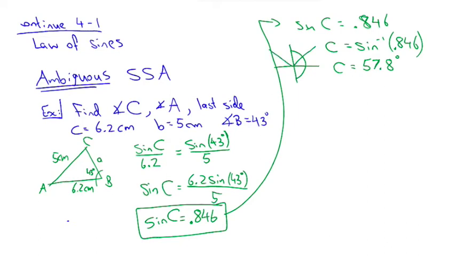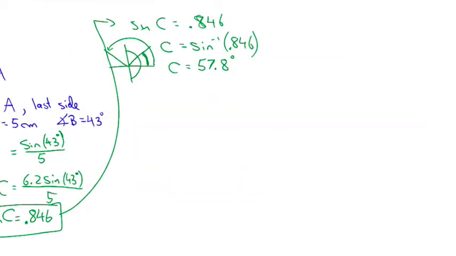So this could be an acute angle, from here to here, or it could be an obtuse angle, here to here. So this is the danger of law of sines. There's two possible places for this angle to be. It could be in the first quadrant, acute, or it could be in the second quadrant, obtuse. So this is possible.